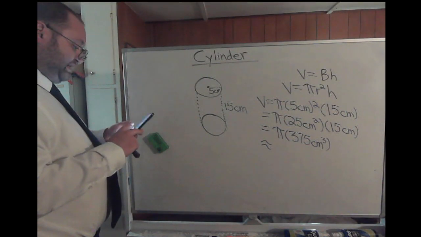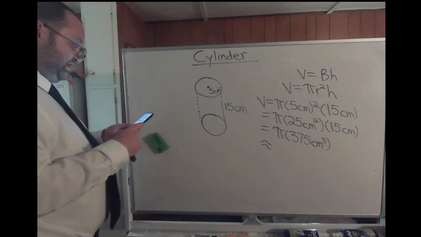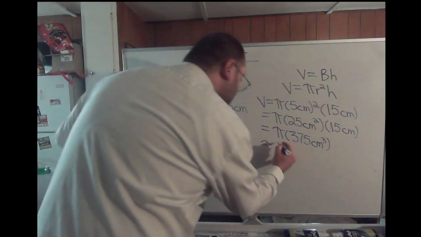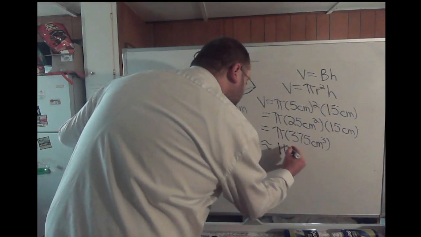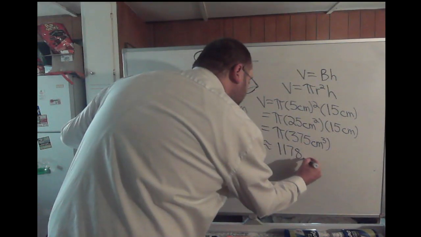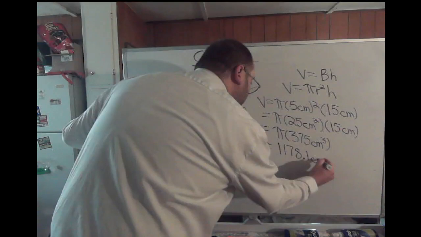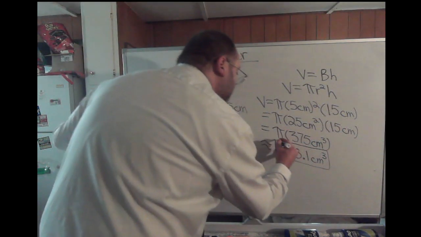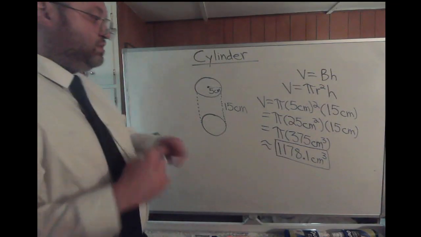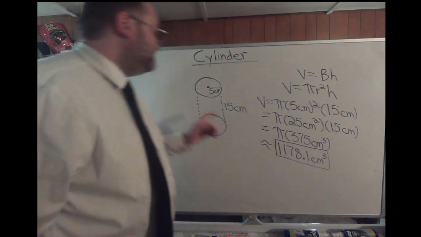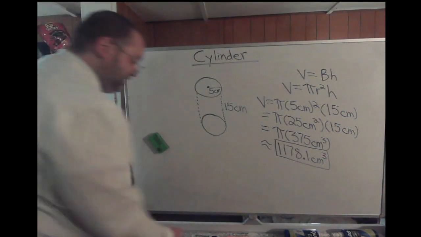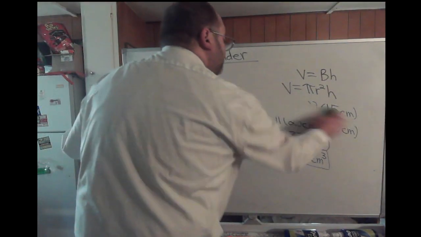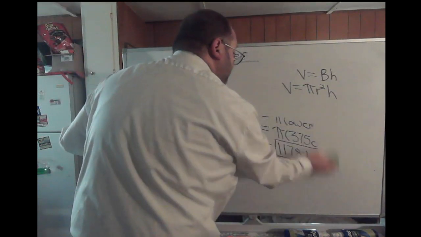So let's see, pi times 375 gives 1,178.1. So it comes out to 1,178.1 cubic centimeters. So the volume of this cylinder is about 1,178.1 cubic centimeters. That's exactly what you would get. And we'll do 2 more examples here with the cylinder.